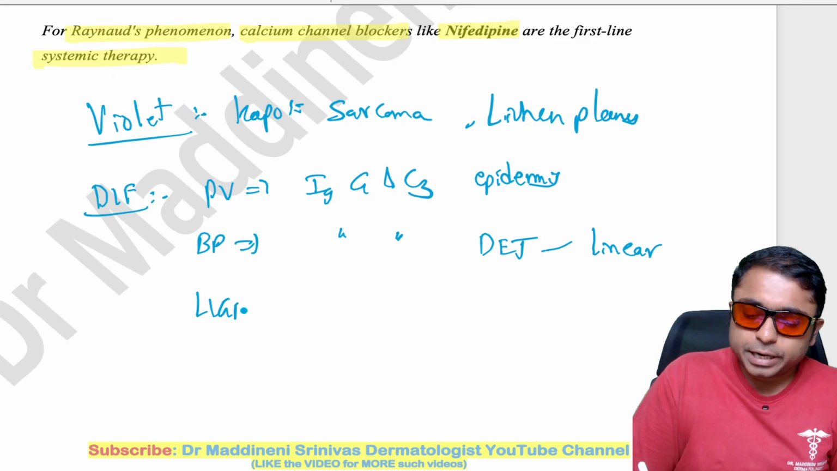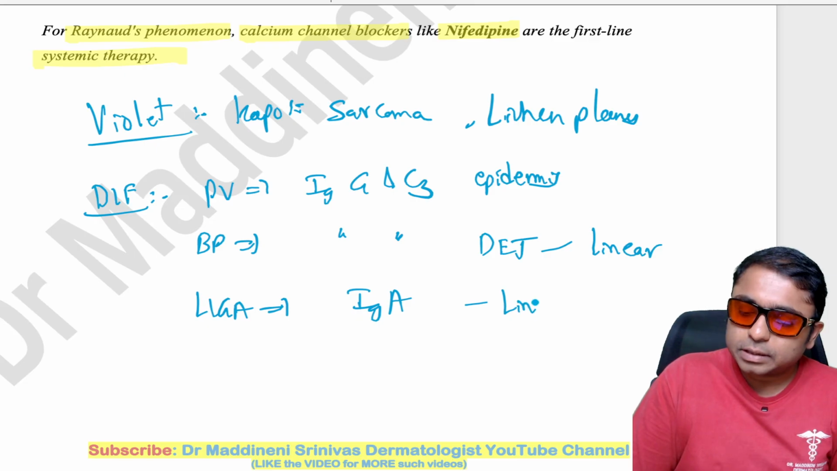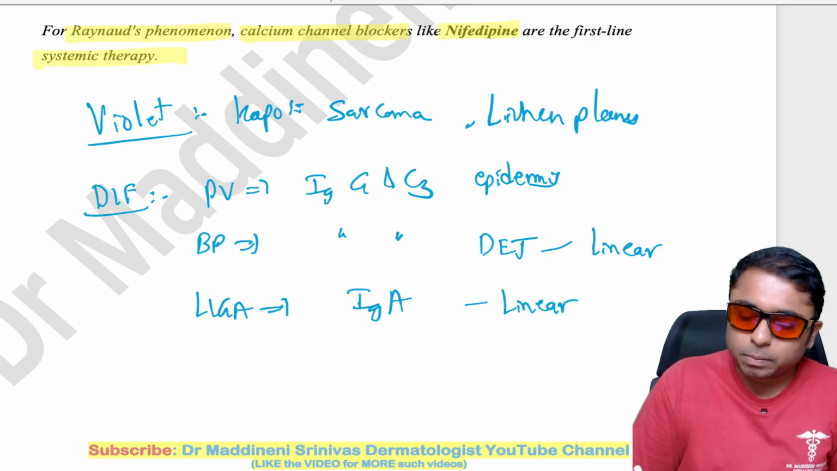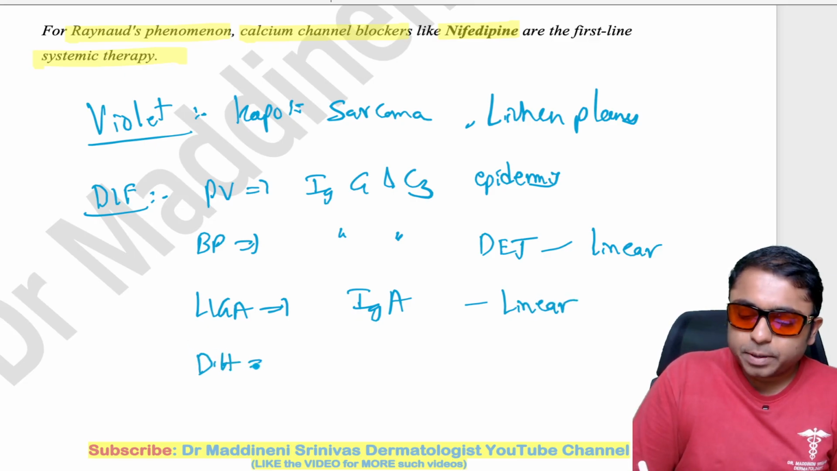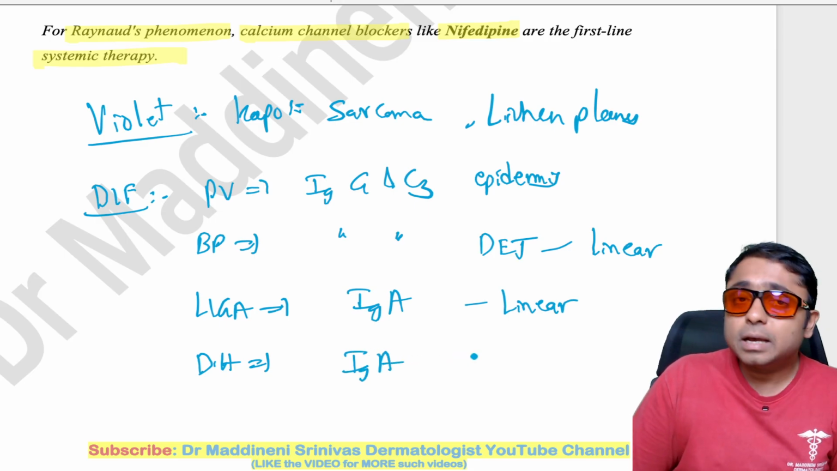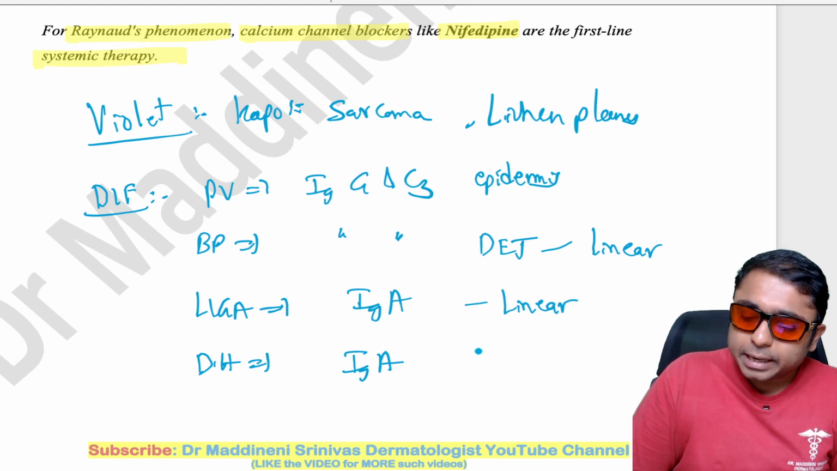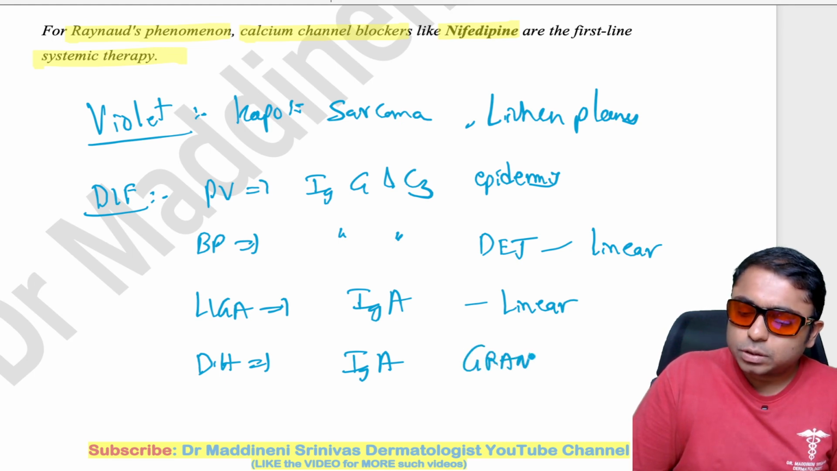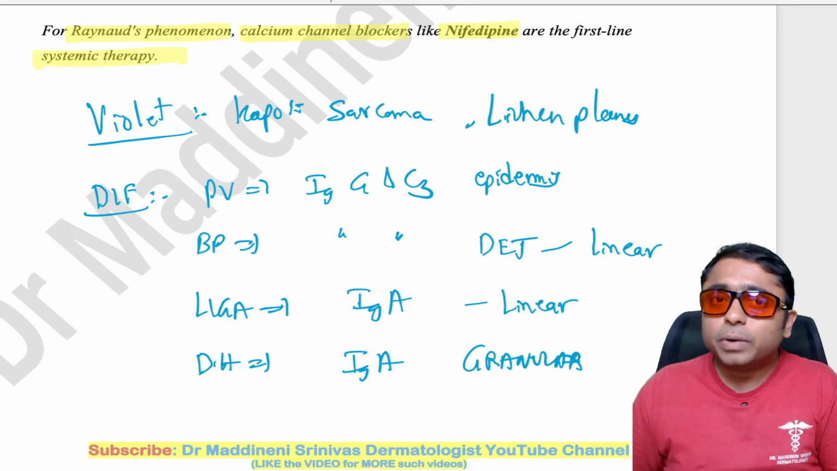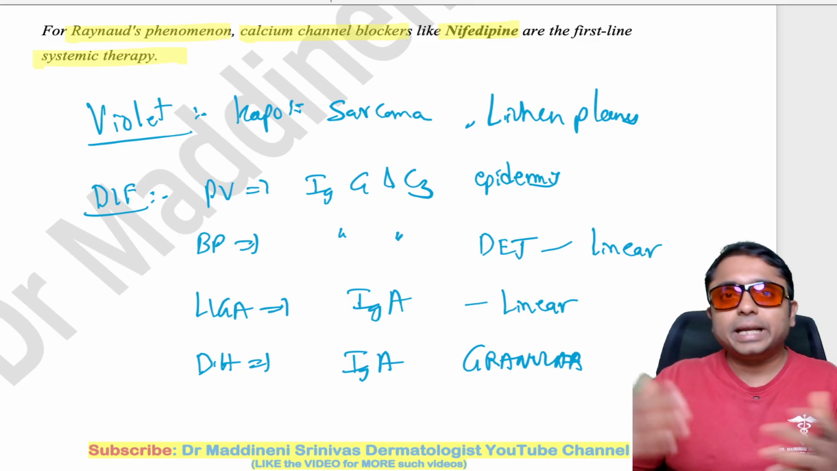Coming to linear IgA disease, here the deposition is going to be IgA, right? And what is the pattern? It is obviously going to be linear again at the dermoepidermal junction. In the case of dermatitis herpetiformis, what is going to be deposited? It's going to be IgA, but now it's going to be deposited at the dermoepidermal junction and also at the papillary tips, and it's going to be in a granular fashion. So this is how you can quickly memorize and revise all the previous topics in the subject, and also integrate with other subjects.